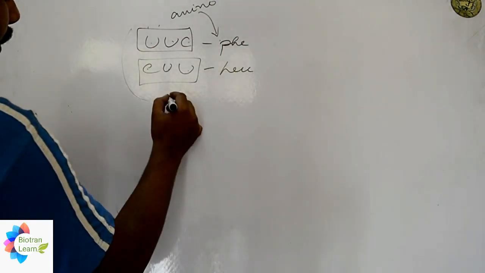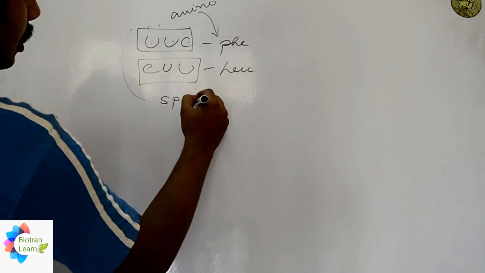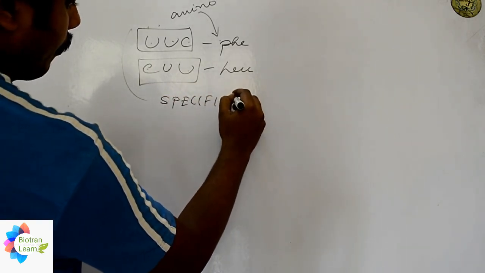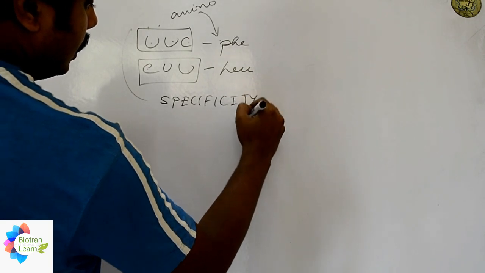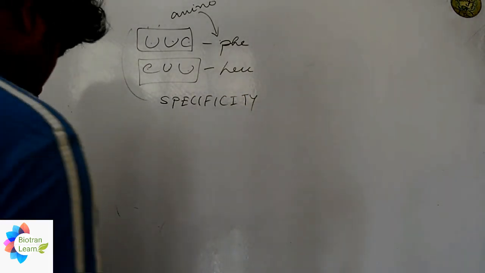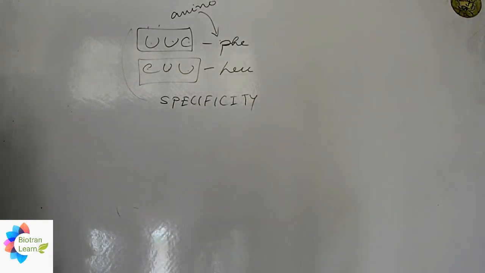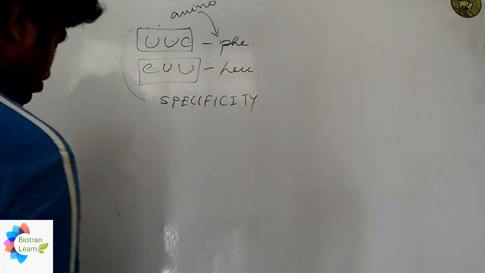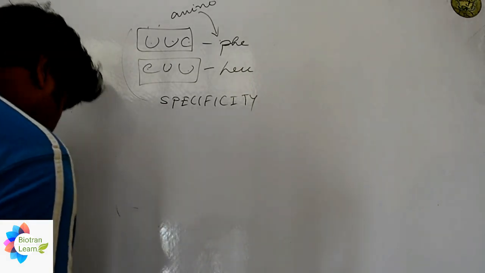So this whole thing is known as specificity. Now let's move on to the code degeneracy. Let's see code degeneracy. What is code degeneracy?